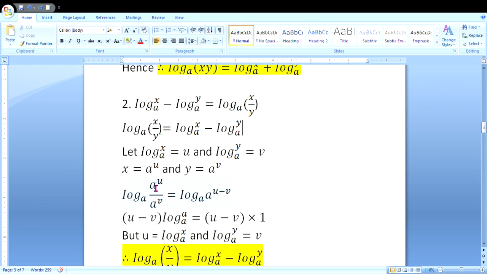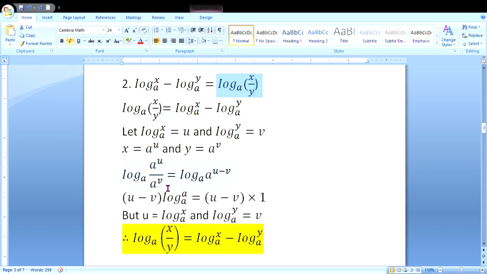If this is substituted on the right hand side, the expression becomes log of a raised to the power of u divided by a raised to the power of v. And we all know from indices that once the bases are the same and the basic operation is division, we take the base as one and subtract the powers or indices. If that is done, this becomes log a to the base a raised to the power of u minus v.